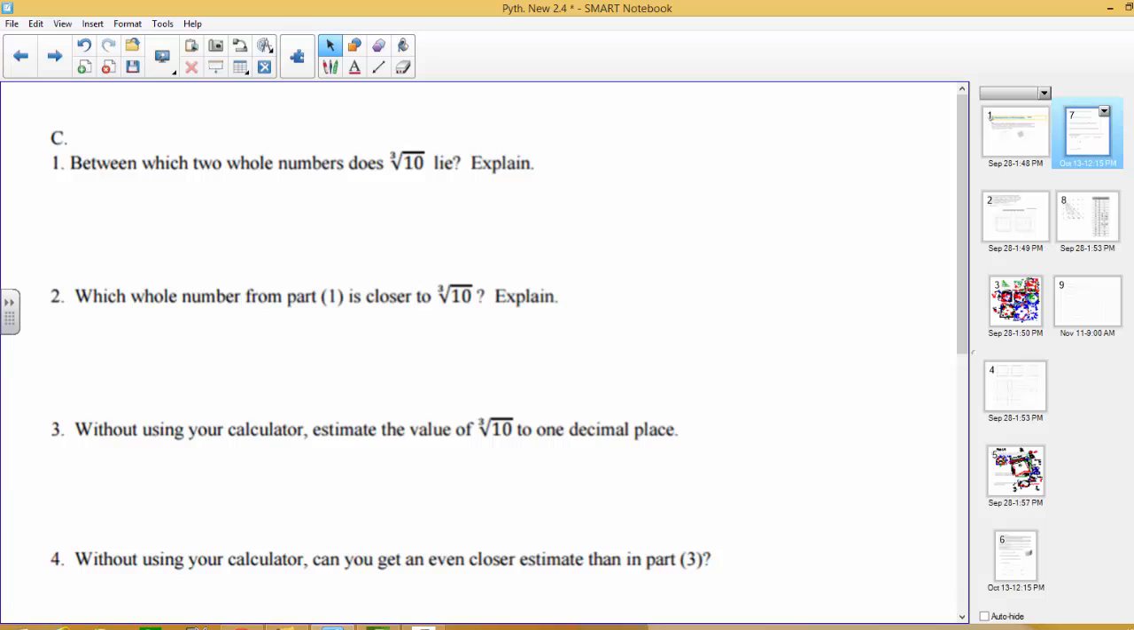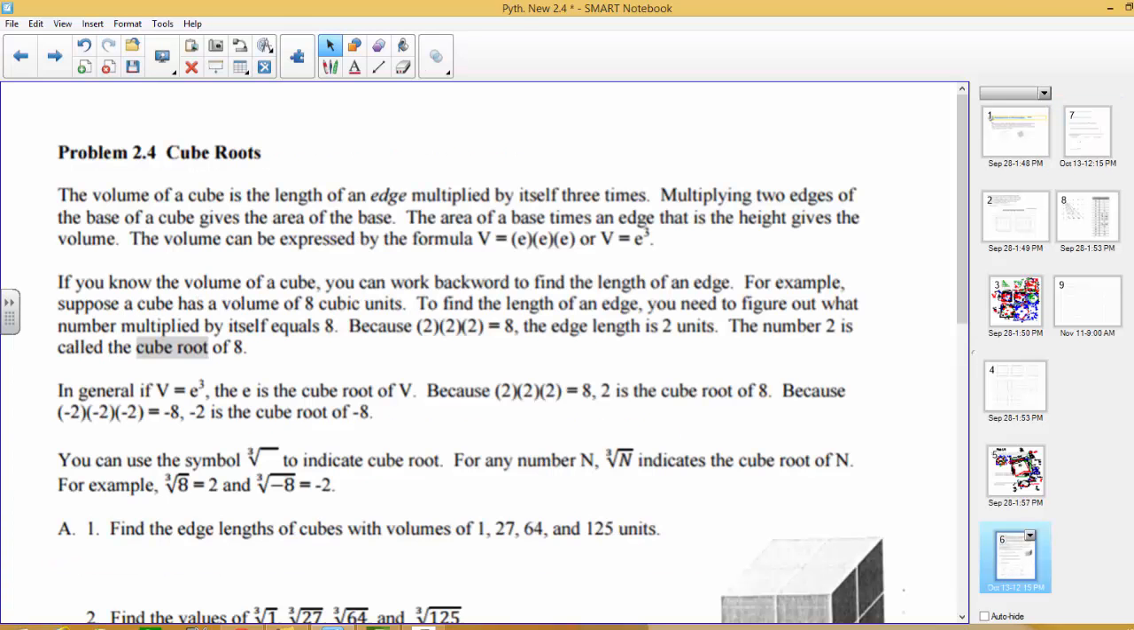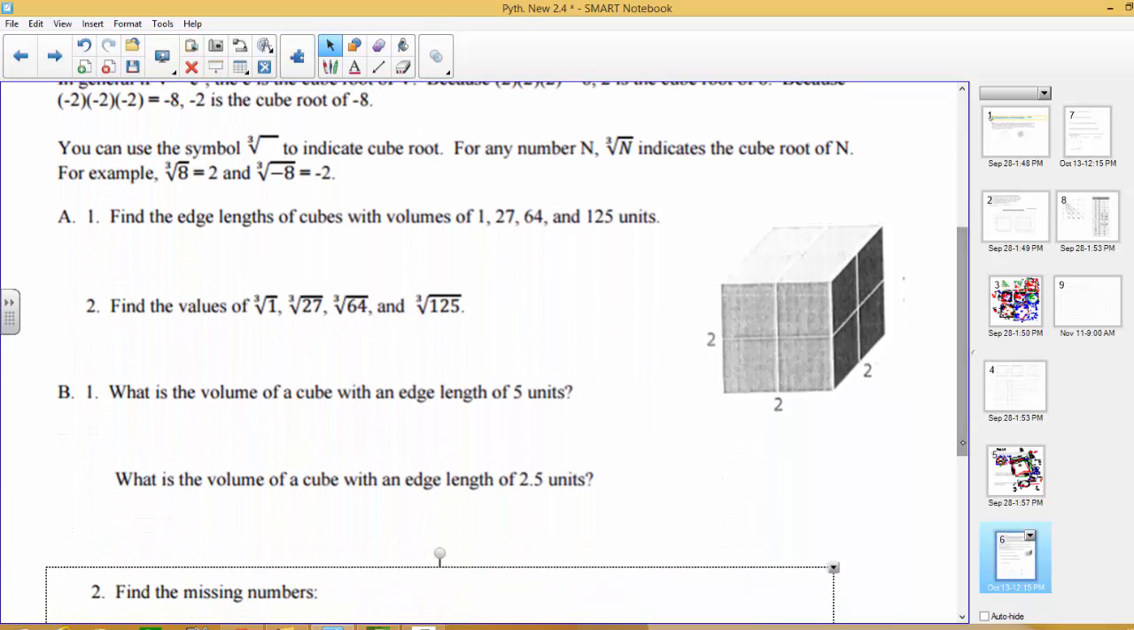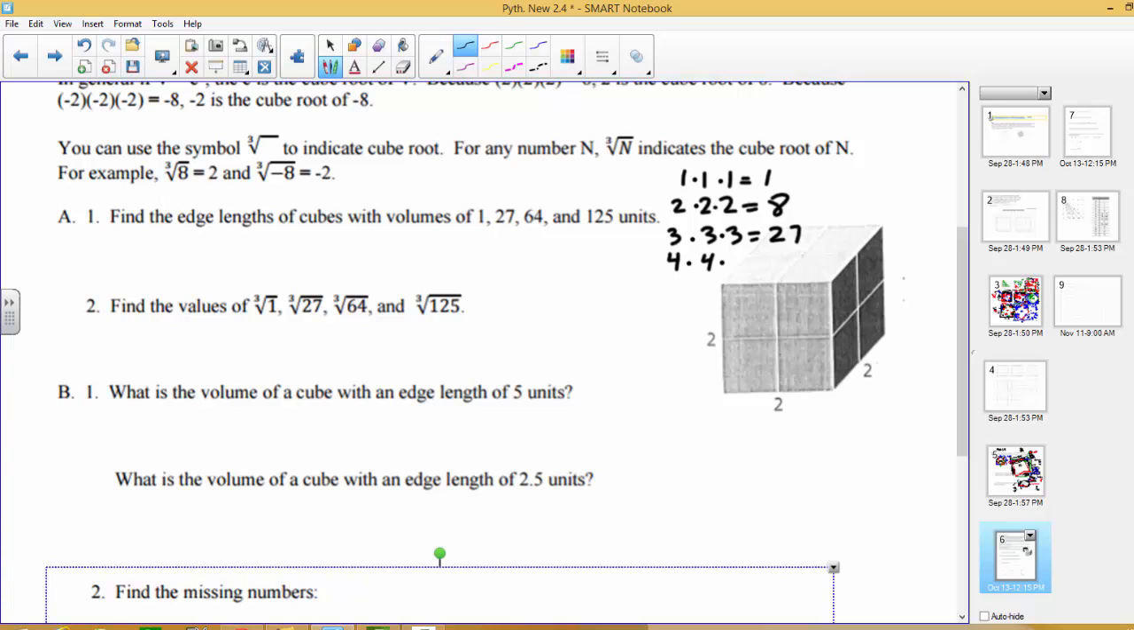So if you flip your page over now, we are in 2.4. And we're going to talk about volume. So far we've been talking about area. Volume is 3-dimensional. That's length times width times height. So 1 times 1 times 1 is 1. 2 times 2 times 2, 2 cubed, is 8. 3 times 3 times 3, 3 cubed, is 27. 4 times 4 times 4 is 64. And 5 times 5 times 5 is 125.